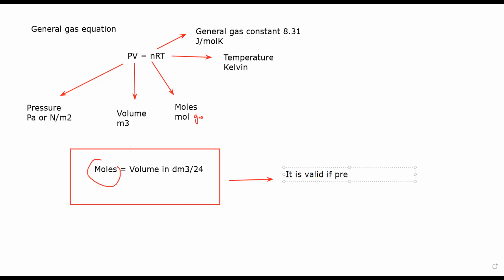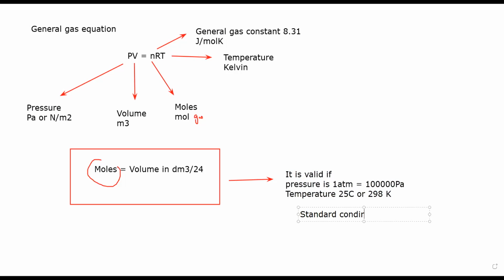if the pressure is 1 atm. 1 atm is equivalent to 100,000 Pascal. So 1 atm equals 100,000 Pascal. And the temperature is 25 degrees centigrade, or 298 Kelvin. Basically, we call these conditions the standard condition.